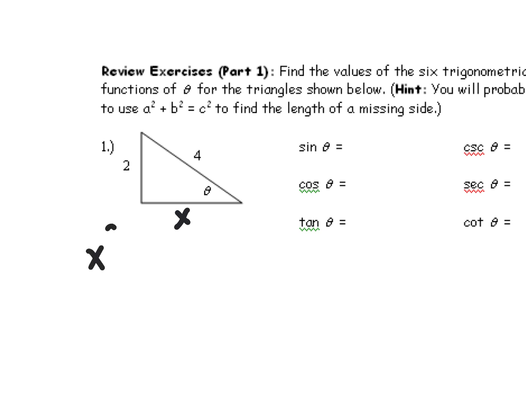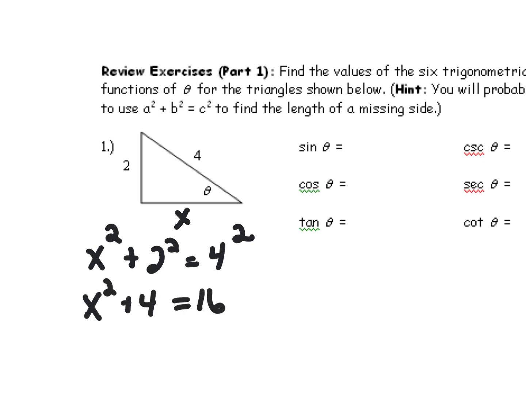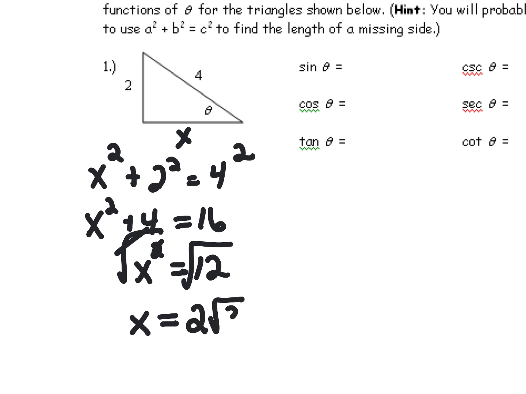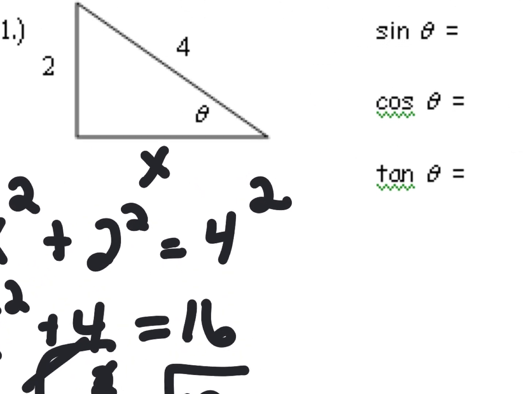So we have x squared plus 2 squared equals 4 squared. So we have x squared plus 4 equals 16. Subtract 4 from both sides, and then square root. Remember, we try super hard to leave our answers exact. The square root of 12, that does break down. That's the square root of 4 times the square root of 3, or 2 square roots of 3. So that's your missing side or your adjacent side. So we now know what x is. This side here is now 2 square roots of 3.